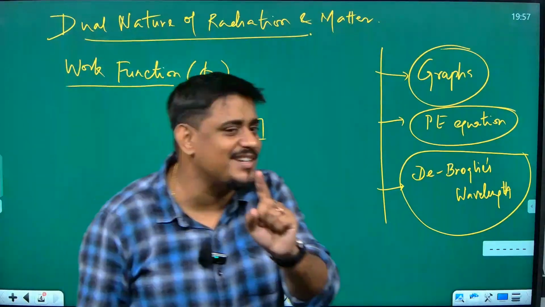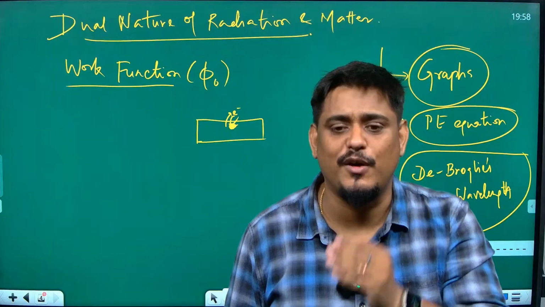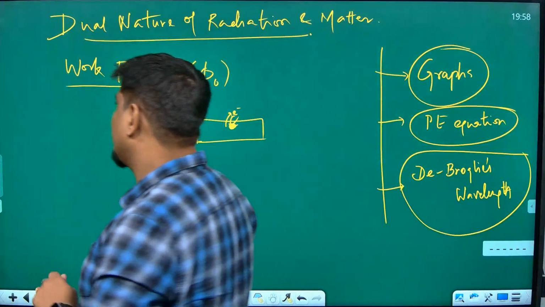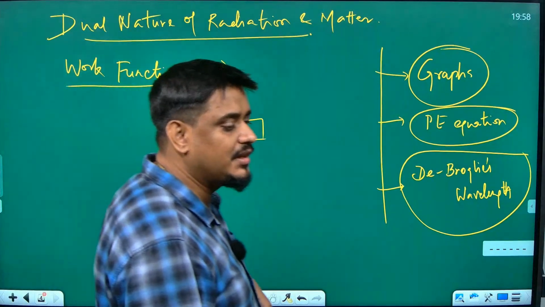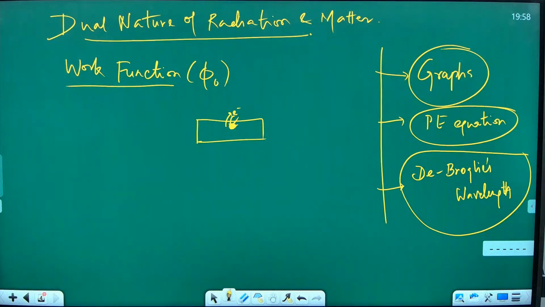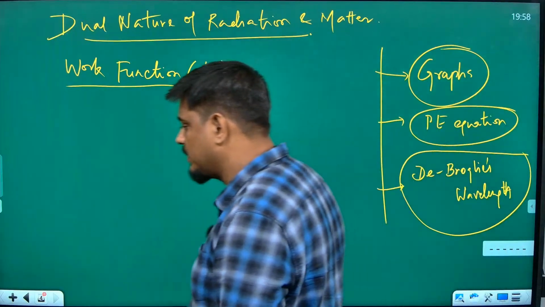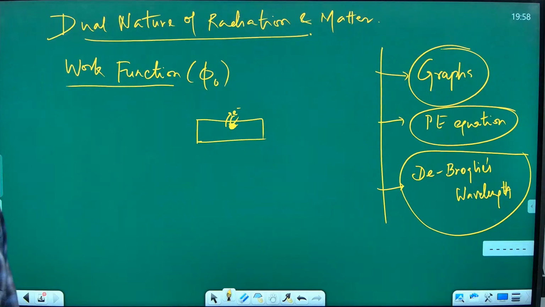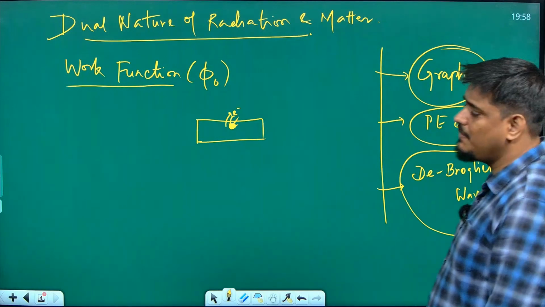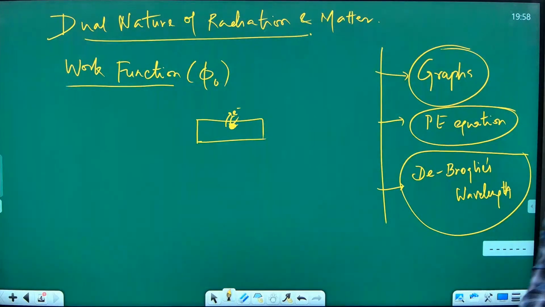So the minimum energy required to eject an electron from the metallic surface is known as the work function of any metal. Write the heading, write a definition. The minimum energy required to eject an electron from the metallic surface is known as the work function.